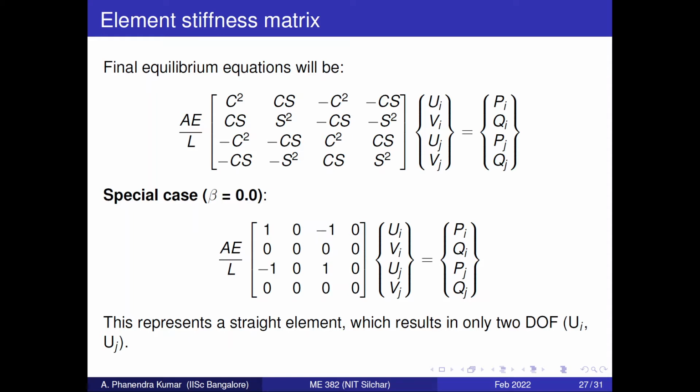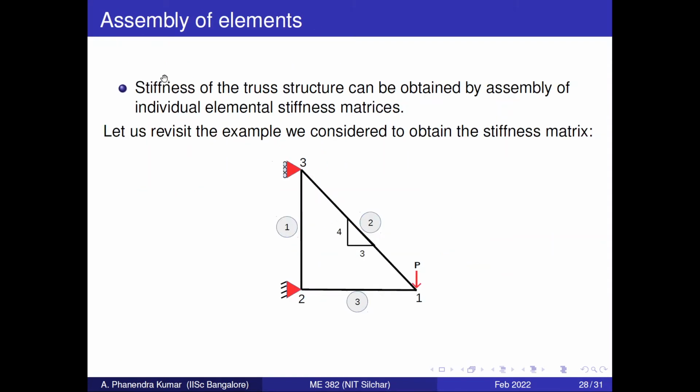We can take the other special case also, where beta is equal to 90. It will be the same, except that cos beta will be equal to 0 and sin beta will be equal to 1. That's the only change, and the degrees of freedom change will also be there.